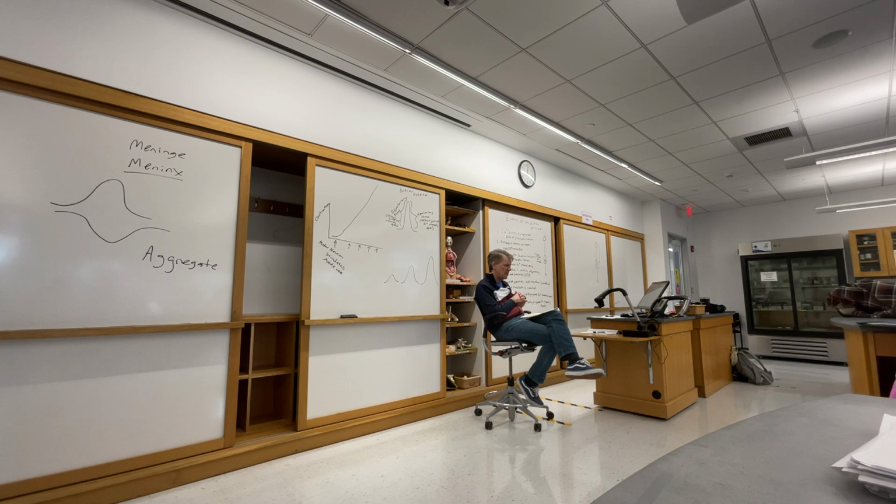Meninges are protective coverings that you have around the spinal cord and also around the brain. What's the innermost meninge called? Yeah, that's called the pia mater. What's the middle layer called? Arachnoid mater. And then the outer layer is called the dura mater.